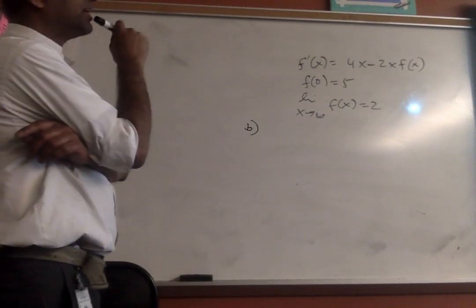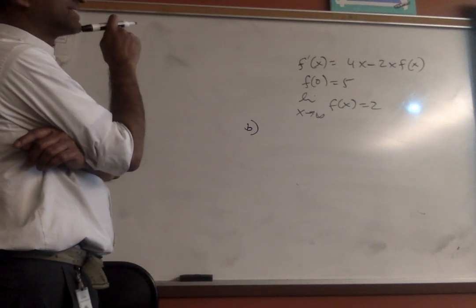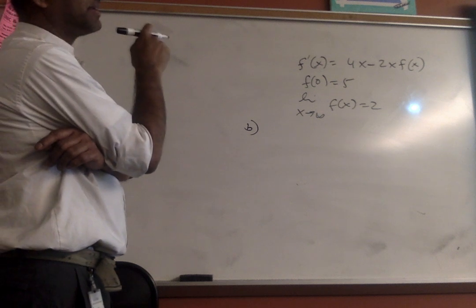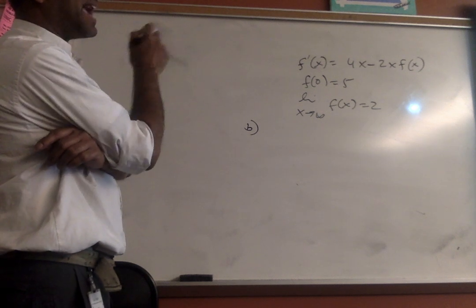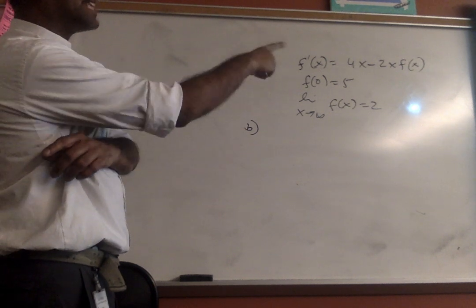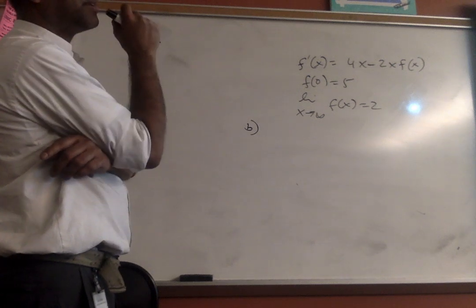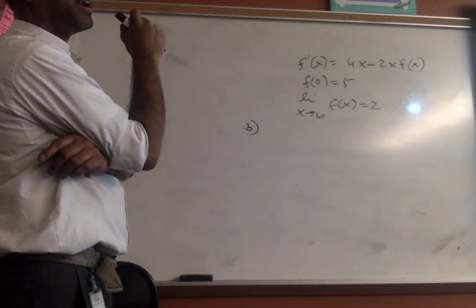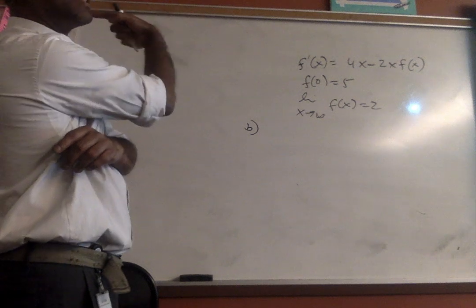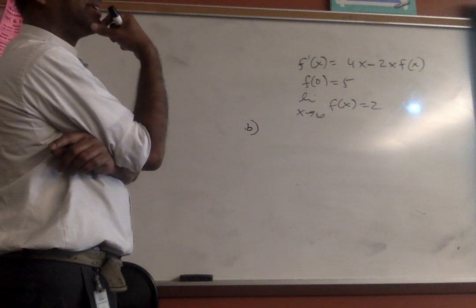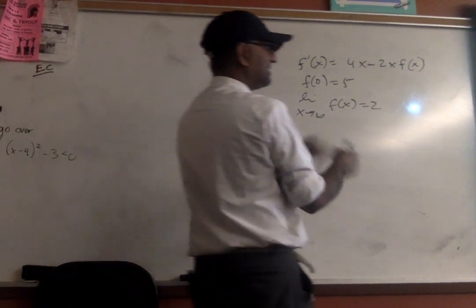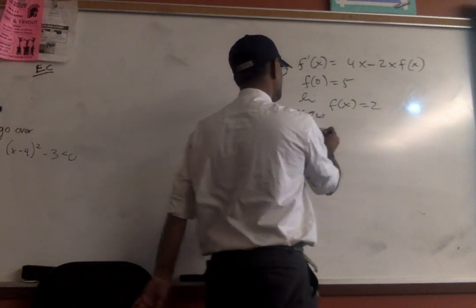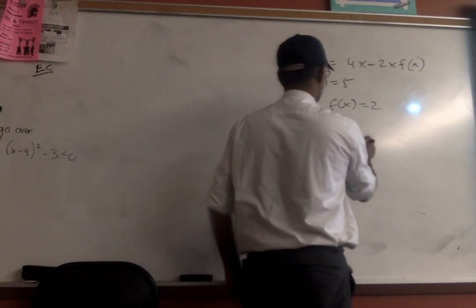So B says, use Euler, pay close attention to this. Use Euler's method to approximate f of -1, but starting at 0 with 2 steps. So, if you think about it, are we working backwards? So what should delta x be? -1/2. I hope you understand why. We're starting at 0 going to -1. So make a note, delta x will be -1/2.